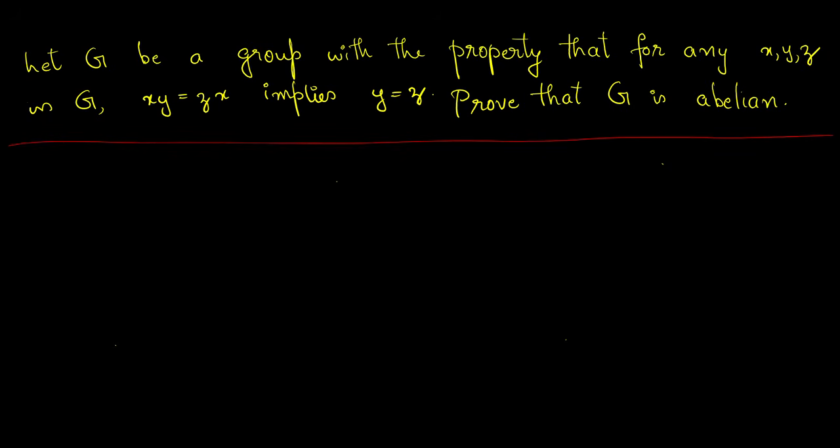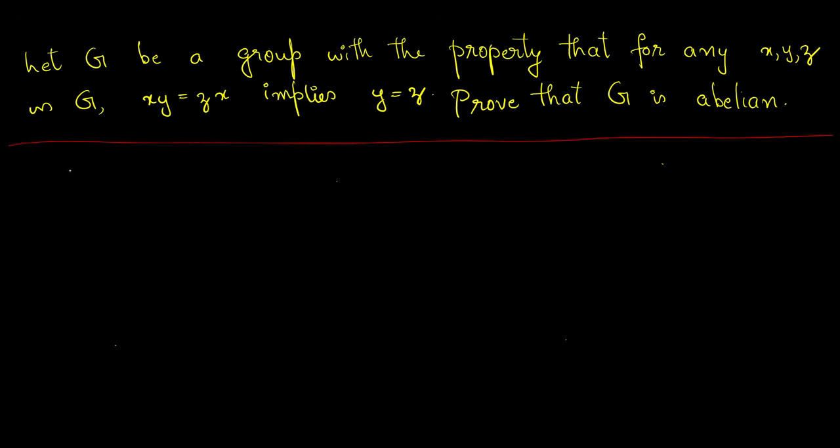So in this question, we are given that let G be a group with the property that for any x, y, z in G, we have xy is equal to zx implies that y is equal to z. Now we have to prove that G is abelian. So we have that G is a group and G has a property.